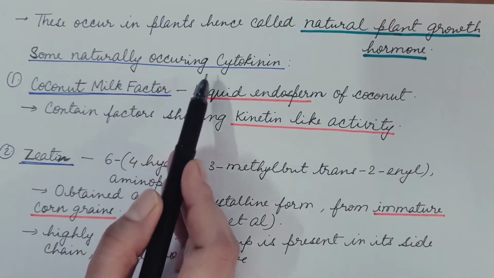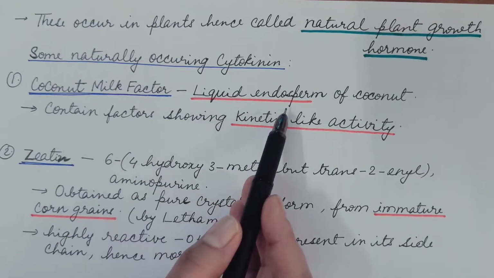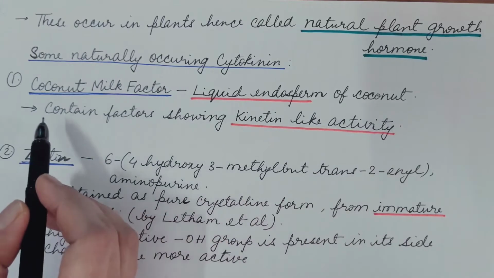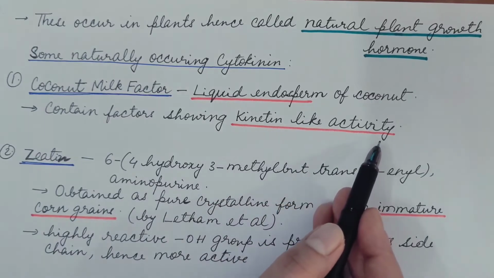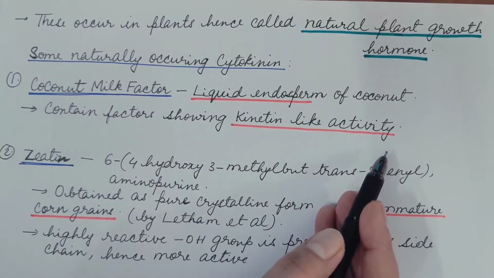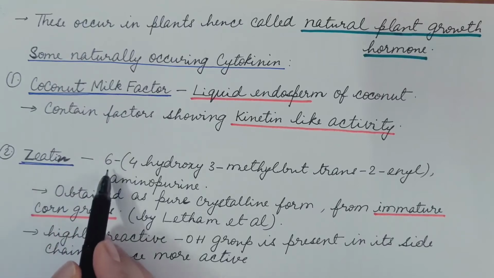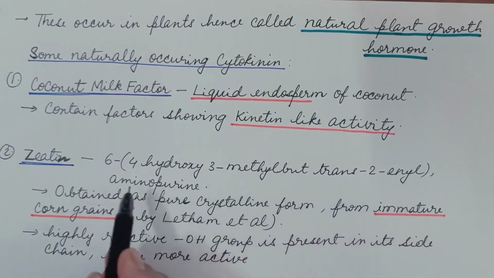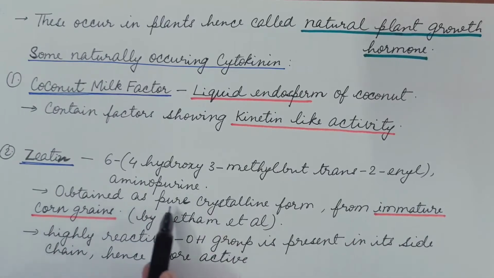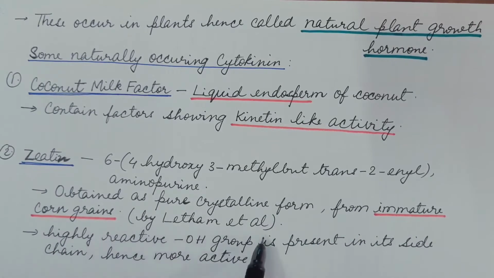Some naturally occurring cytokinins are coconut milk factor, also known as liquid endosperm of coconut. These contain factors that show kinetin-like activity. Hence, these are used in plant tissue culture in vitro. Zeatin, chemical name 6,4-hydroxy-3-methyl-but-trans-2-enyl-aminopurine. It was obtained as pure crystalline form from immature corn grains by Latham et al.